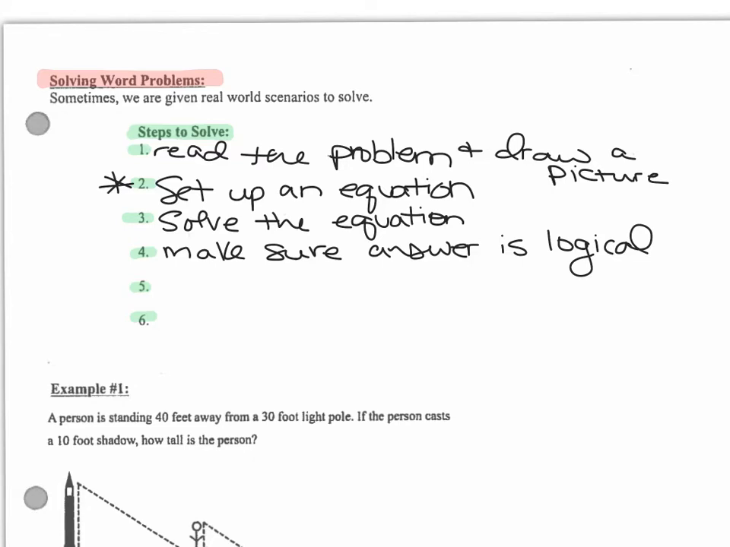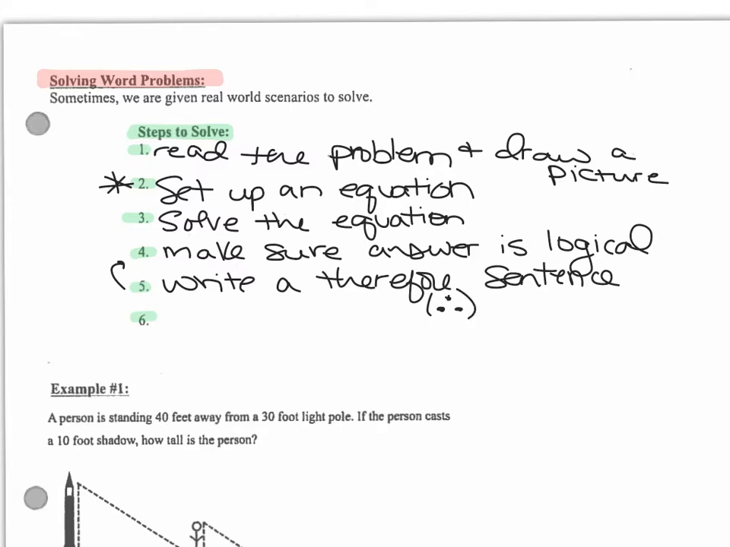And then step 5, you're going to write a therefore sentence. Why I say write a therefore sentence is because it forces you to think about step 4. If you write a therefore sentence and it doesn't make sense, you know it's probably not logical. And when I say therefore, yes, we can use the symbol for therefore, which looks like that. There actually is no step 6, so you can go ahead and cross this out.